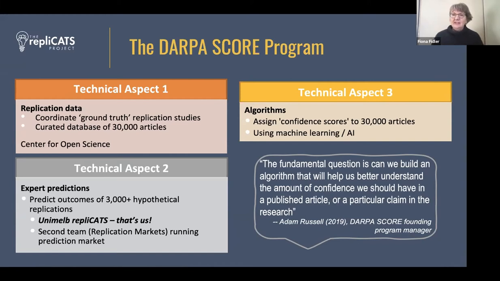And the third technical aspect is really the blue sky part of this program, which is about using machine learning and AI to develop algorithms that can make these kinds of predictions about replicability and other features of credibility, to basically assign confidence scores to the published literature. And Sarah, who is talking after Anna, will be talking about that aspect of the program.